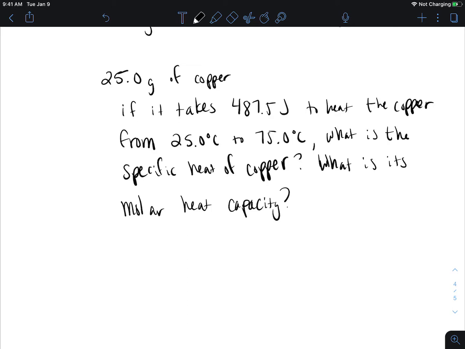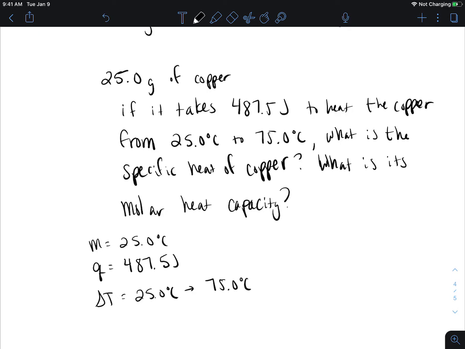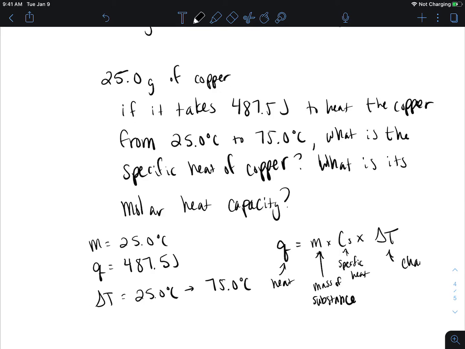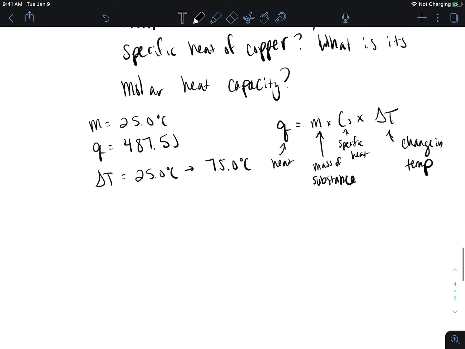Okay, so let's look at both of those. We have our mass of copper, our heat energy, and our delta T. We can put all of these into our equation where Q is equal to mass times specific heat times delta T. So this is our heat, our mass of substance, whatever we are observing, our specific heat, and our change in temperature. Again, it does not matter if it's Kelvin or degrees Celsius, but once you've started, keep that as your temperature change.